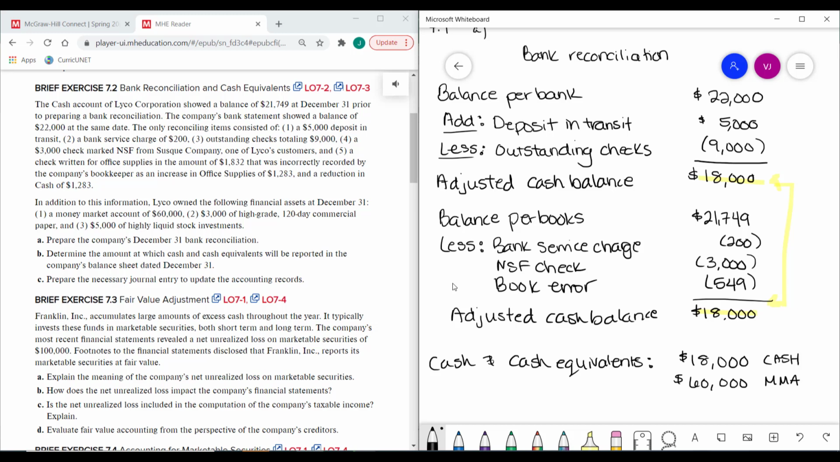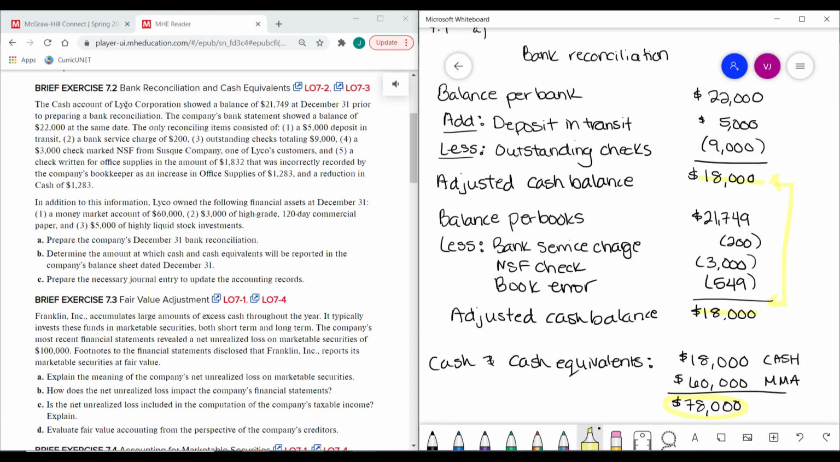What about number 3? $5,000 of highly liquid stock investments. Well, liquidity is good. That means I can easily sell it, right? But do stock investments have a maturity date? They don't. And second of all, stock investments aren't considered to be safe investments if we're looking at the standard of a cash equivalent, right? So both the commercial paper and the highly liquid stock investments would be listed separately under assets and not included in cash and cash equivalents. So our cash and cash equivalents would simply be a combination of our cash balance and our money market account. So the total of cash and cash equivalents is $78,000.